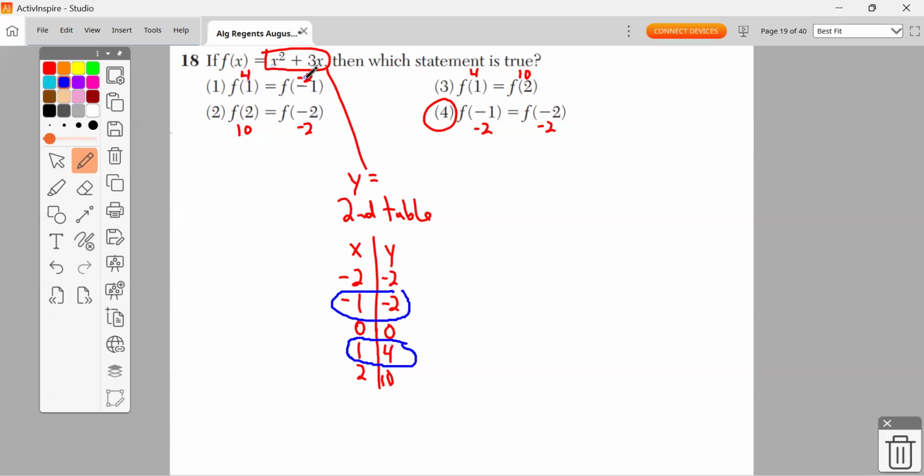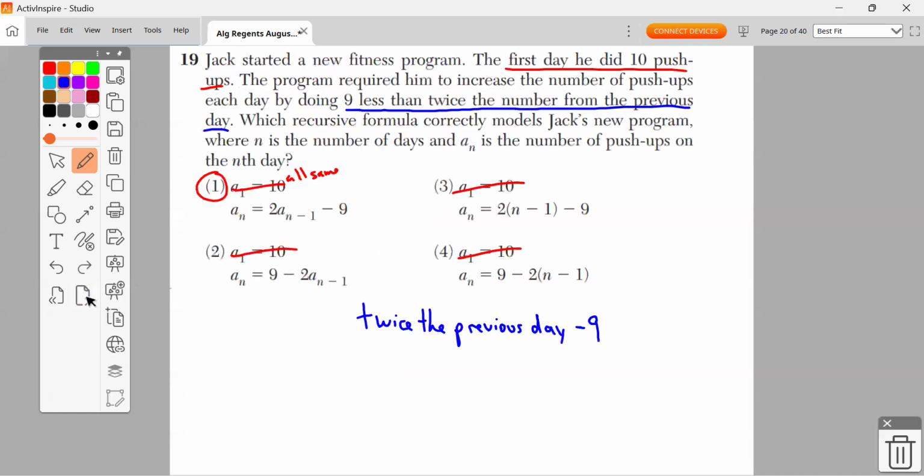Does 4 equal -2? No. Does 10 equal -2 here? No. Does 4 equal 10 here? No. Does -2 equal -2? Yes. In question number 19, Jack started a new fitness program.